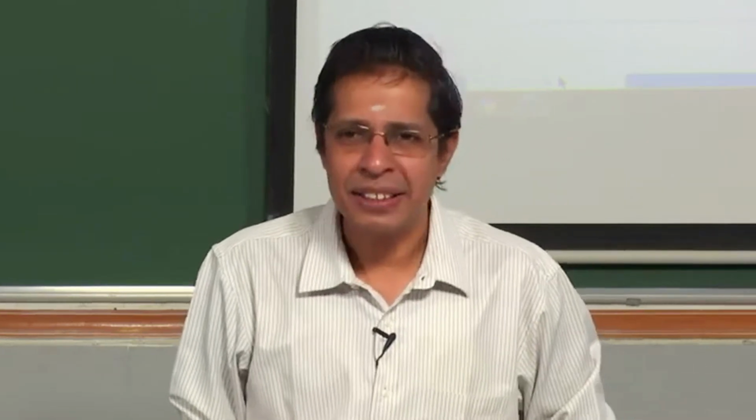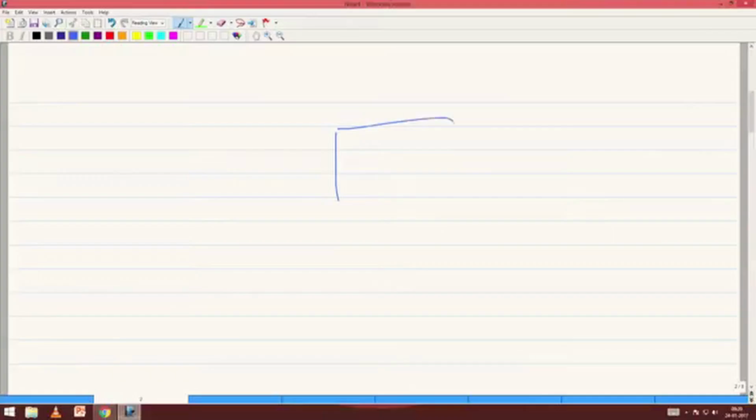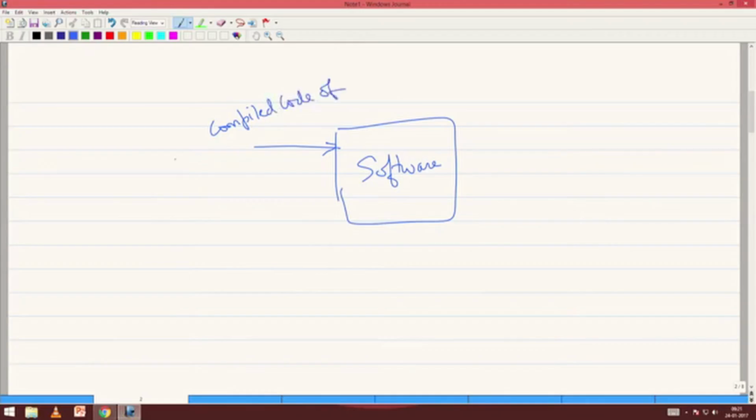So there was a company which made a software. Okay, this software does the following. It takes as input a compiled code of programs from an application domain.